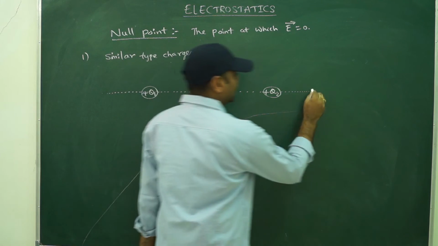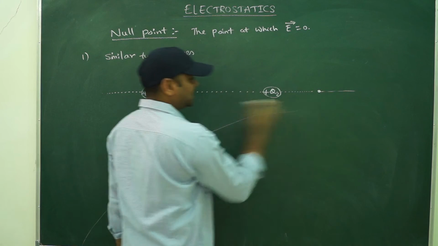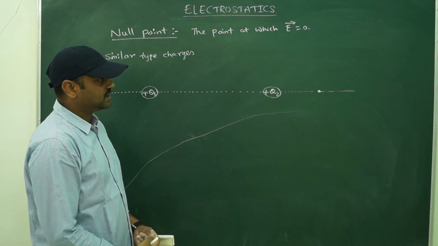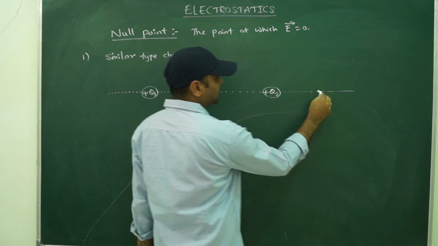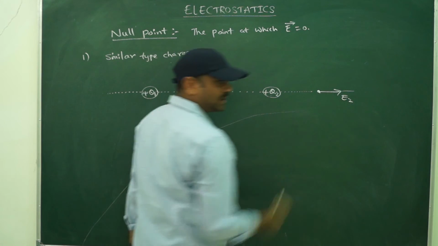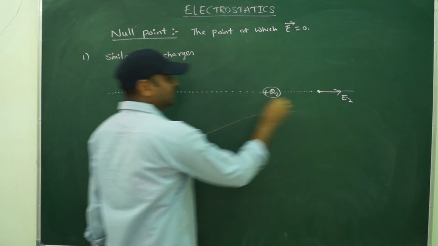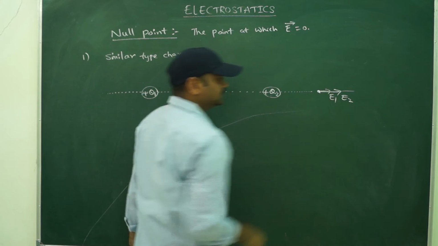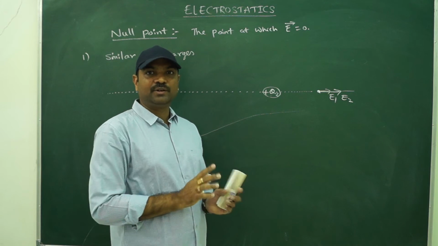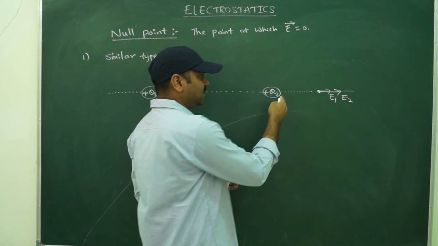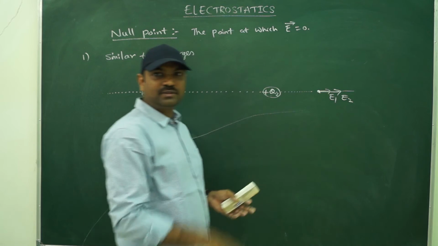So let us see. First I am taking any point on the right side of the charges, completely right side. If I take a point on the line joining, then because of plus q2, the field will be away from it, and because of plus q1, the field will be away from it. So now both the vectors are in the same direction, which means the fields will add up. They don't cancel out. That means on the right side also we don't have any choice to identify the null point.